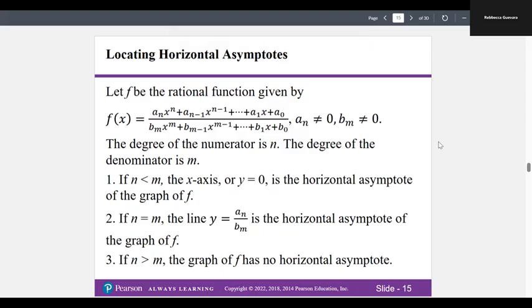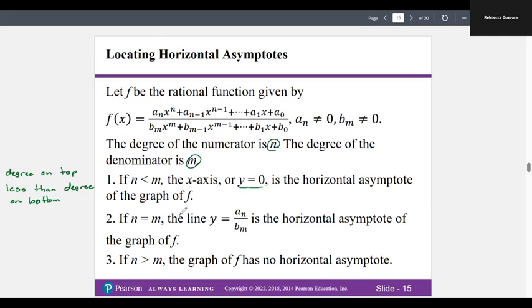So another way to go about this is just as like this. So we have f of x, we got a polynomial on top and a polynomial on bottom. So the degree of the numerator is n and the degree of the denominator is m. So if n is less than m, so degree on top less than degree on bottom, that's what we're seeing here. Then we have a horizontal asymptote at y equals 0.